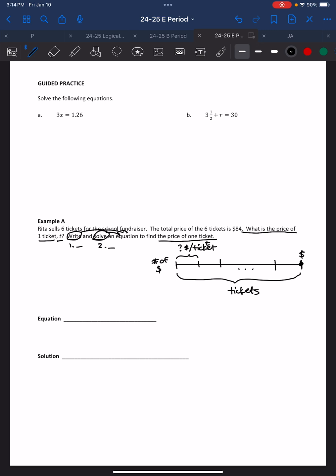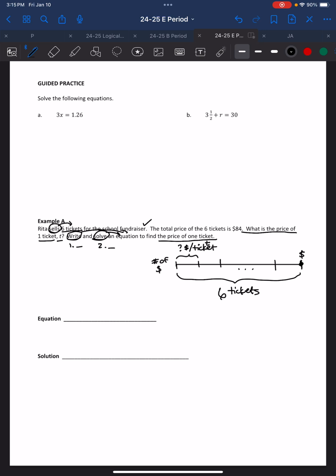Rita sells 6 tickets for the school fundraiser. Well, 6 is the number of tickets. These are the number of tickets, so 6 must be right there. There are 6 tickets, okay? I've made sense of that information. Let me move on to the next sentence.